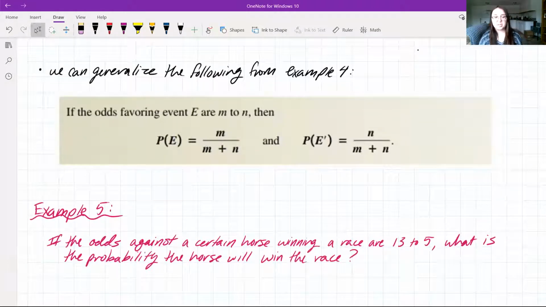Okay, so we can generalize the following from example 4. If the odds favoring event E are m to n, then the probability of event E is equal to m divided by m plus n, and the probability of E prime is equal to n divided by m plus n. So this is how we would find our overall number of events.